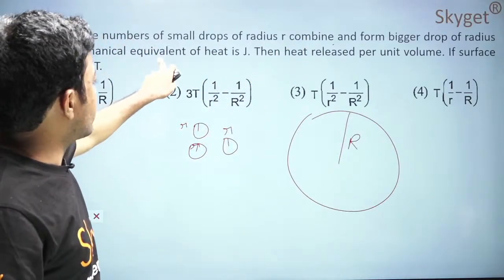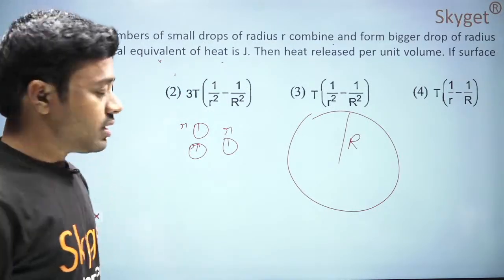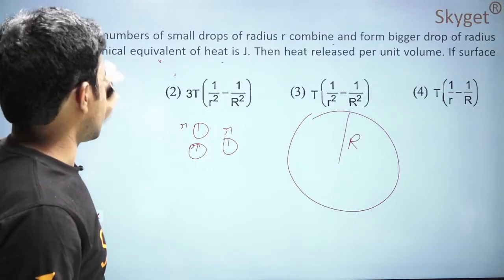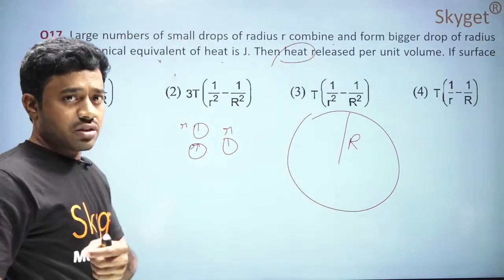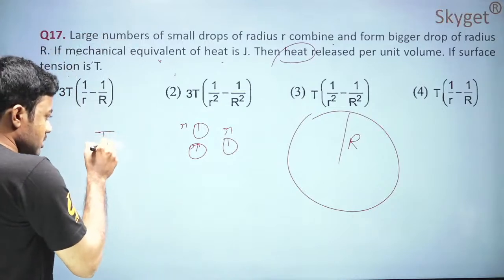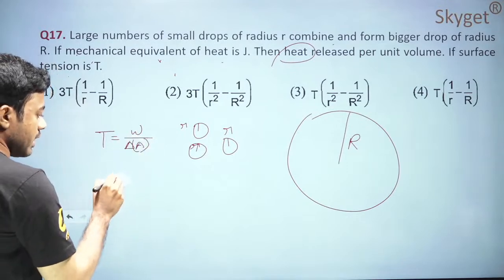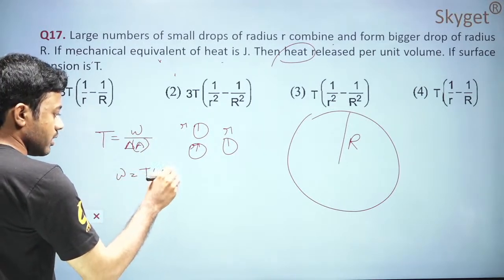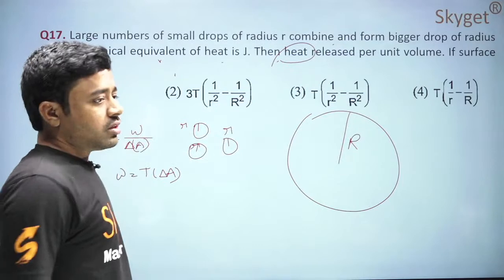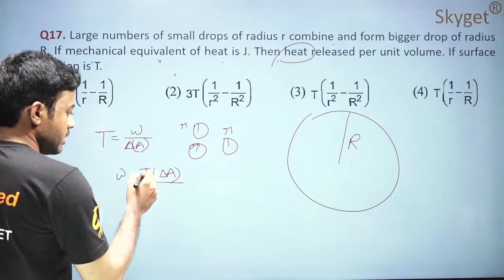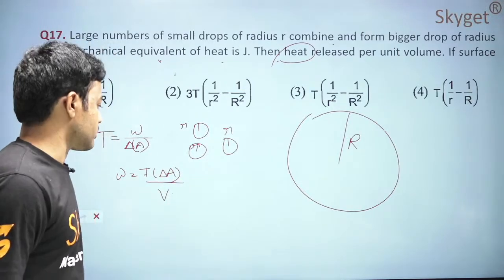Then if the mechanical equivalent of heat is joules, then the heat released per volume, if the surface tension is T. See here, what is the relation between the surface tension and the heat energy? Simply consider it as the energy, which is nothing but the work done. Here you can write tension is equal to work done by change in the area. From this you can write work done is equal to tension into change in the area. But he is asking the heat released per volume. So the work done per volume, that is T into change in the area by volume. This is the thing you have to do here.